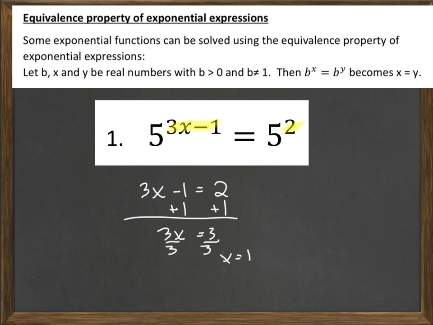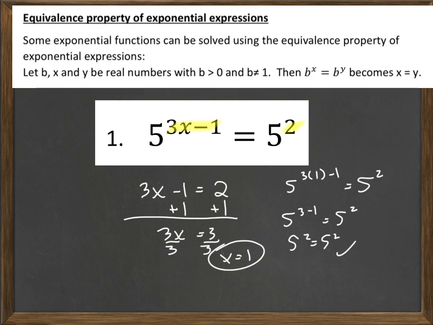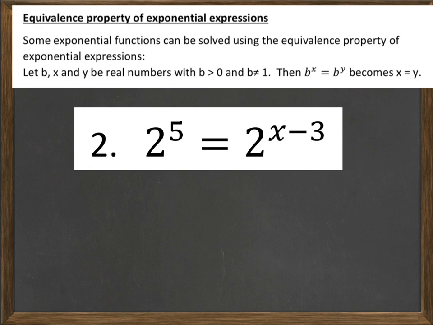So we're done, right? And if you're like, I don't believe you, lady, what are you talking about? We could just put 1 back into our equation, couldn't we? And we can prove to ourselves that this is true. So 3 times 1 is 3. So we have 5 to the 3 minus 1 is equal to 5 squared. So we have 5 squared is equal to 5 squared. So lo and behold, it really does work. Okay? All right, let's do one more like this.